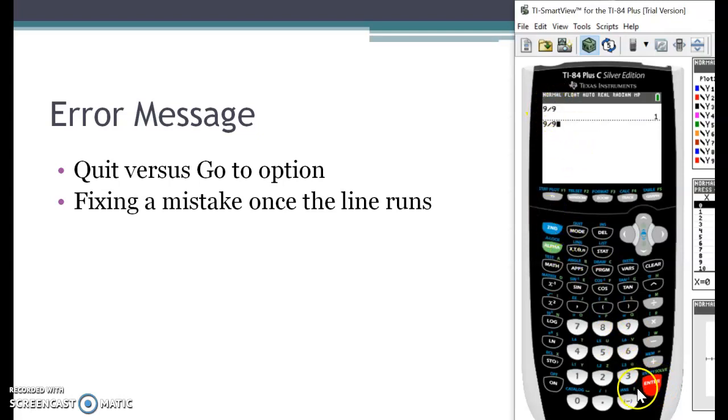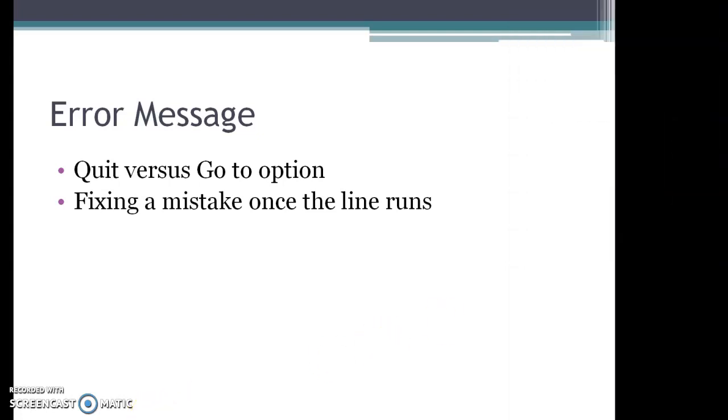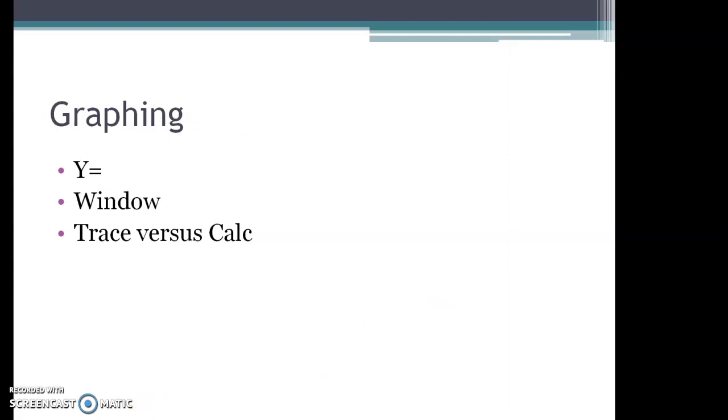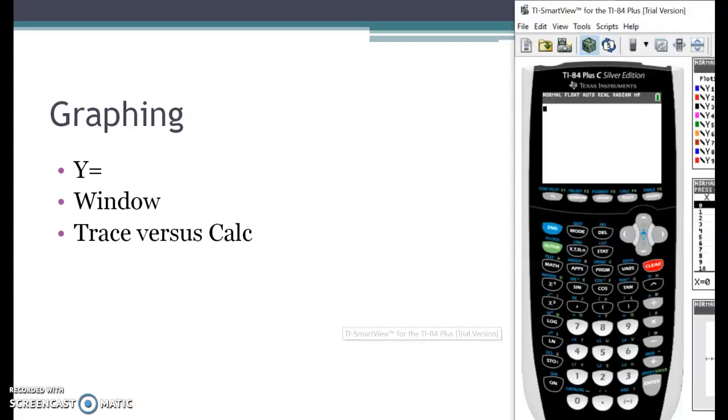So just like how second and then the negative sign gave us the answer, second enter gives us the input. And now we can change that into what we actually wanted it to say, whatever that was. All right, let's clear that. And now we can move on to our next topic, which is graphing.